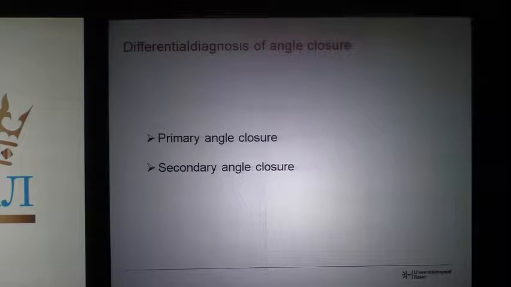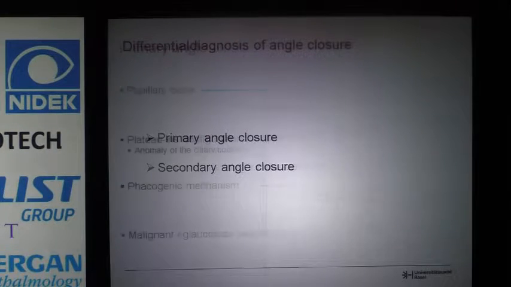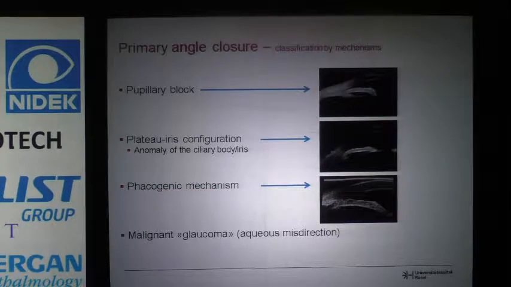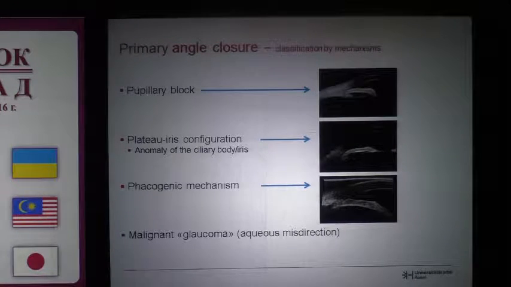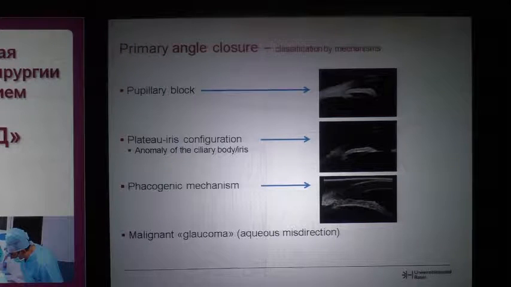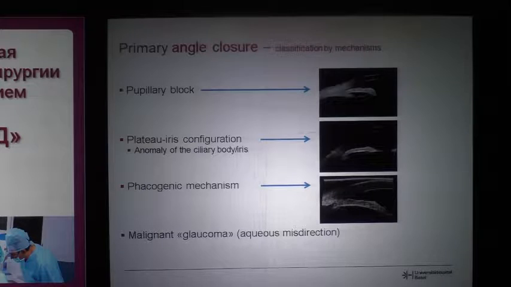Coming now to the differential diagnosis, we can distinguish between primary angle closure and secondary angle closure. Pupillary block is the most common one. I'll go through these different types quickly, as I will emphasize them later. Plateau iris, where we have a deep anterior chamber and a flat curvature of the iris, then the lens-induced mechanism in the elderly patient, and the most threatening one is aqueous misdirection, also called malignant glaucoma.